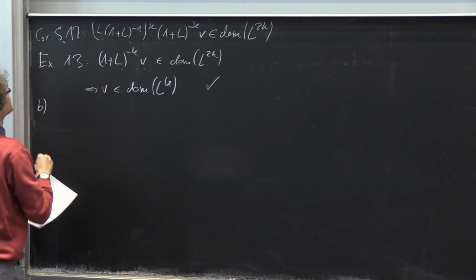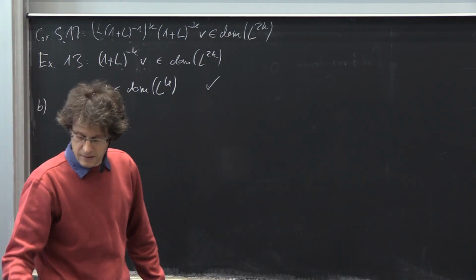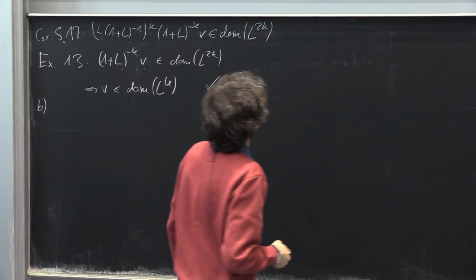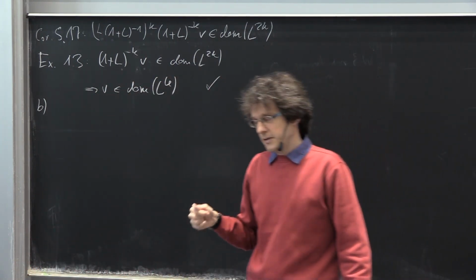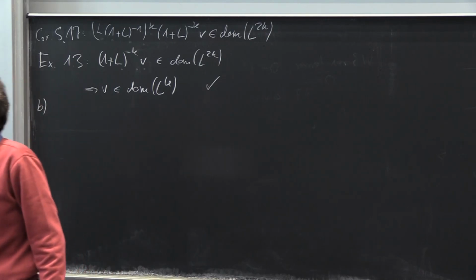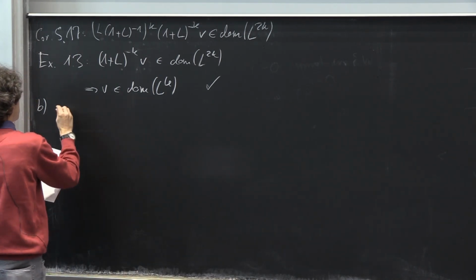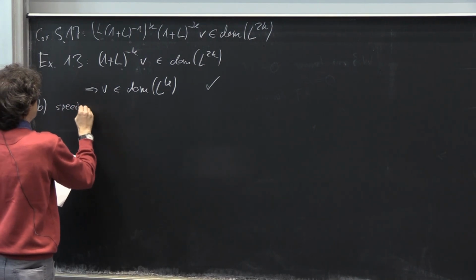Okay, and then there's a second claim of this proposition, which is about the domains of L to the alpha and L to the k and being a core. And in fact, I will not prove this special case, but I will prove an even more general result. So this B will be a special case of the following lemma.